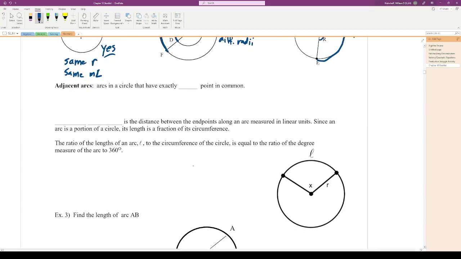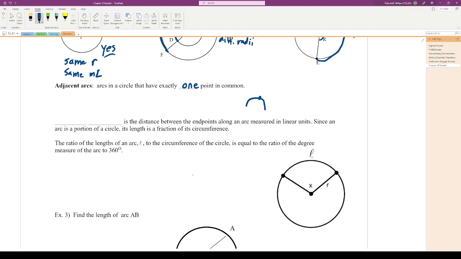All right, adjacent arcs we talked about above when we were doing the arc addition postulate. It's just two arcs in a circle that have exactly one point in common, meaning wherever one stops, that's where the next one picks up. They share that one endpoint.